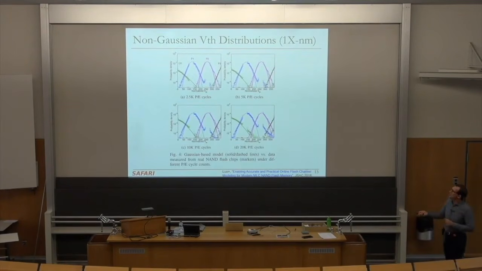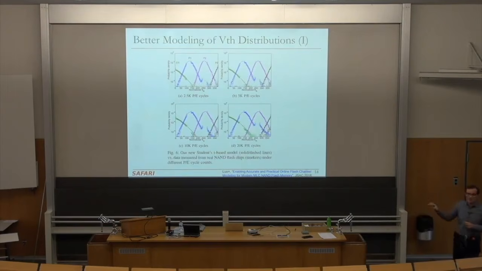So Gaussian-based models don't work well, so this paper proposed a simple model, a student's t-based model. It's easy to compute online also, and it tracks this much more nicely, as you can see. There are still some imperfections, but it's quite good. These dashed lines are the model. The triangles, I think, those look like triangles. Yeah, triangles are actually what's measured. Make sense?